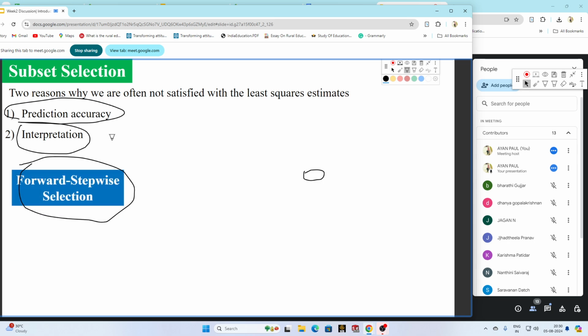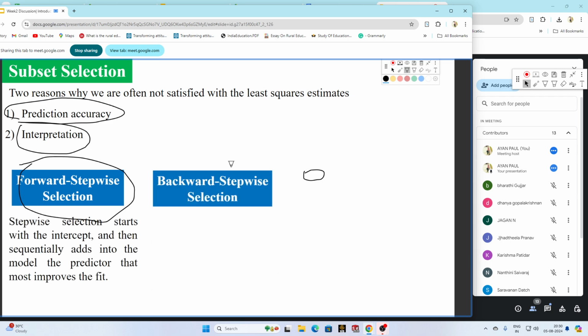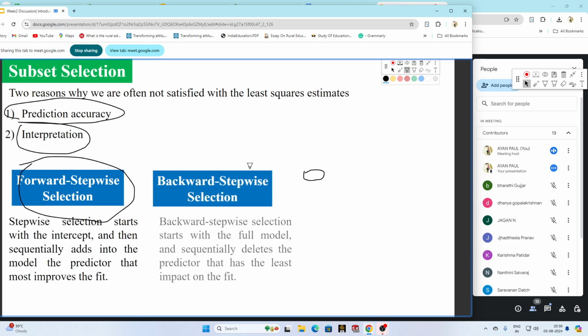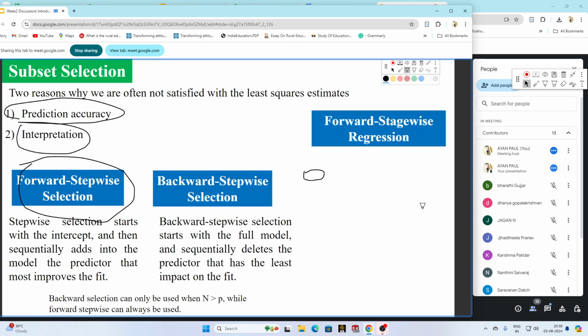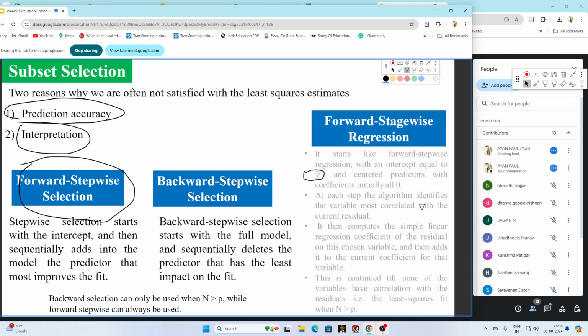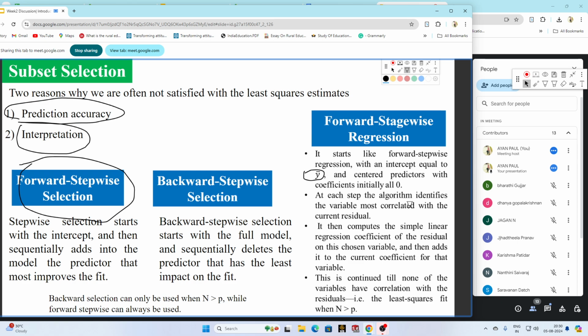For subset selection, there are three methods. One is forward stepwise selection, second is backward stepwise selection, and third is forward stage-wise regression. These are the three ways by which we will do subset selection. Subset selection is a type of feature selection. So what is forward stepwise selection?